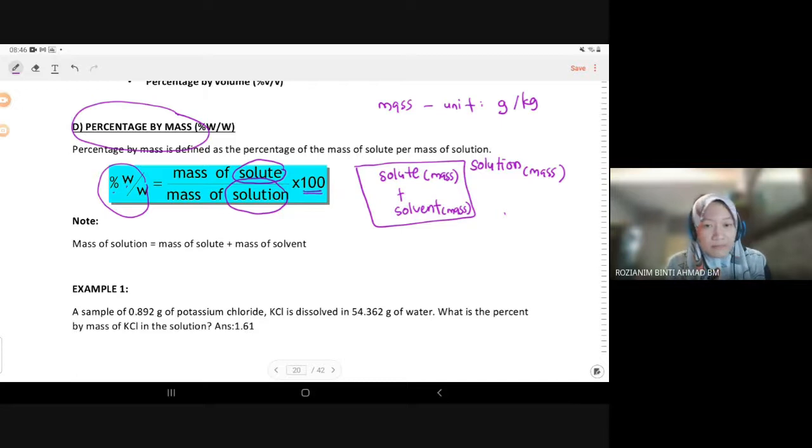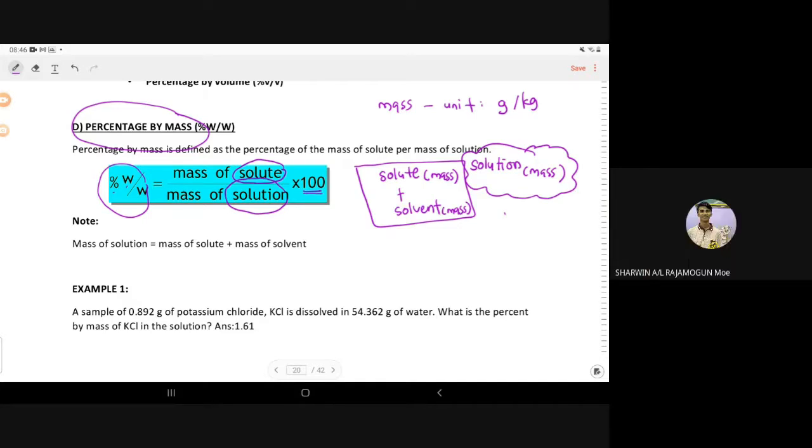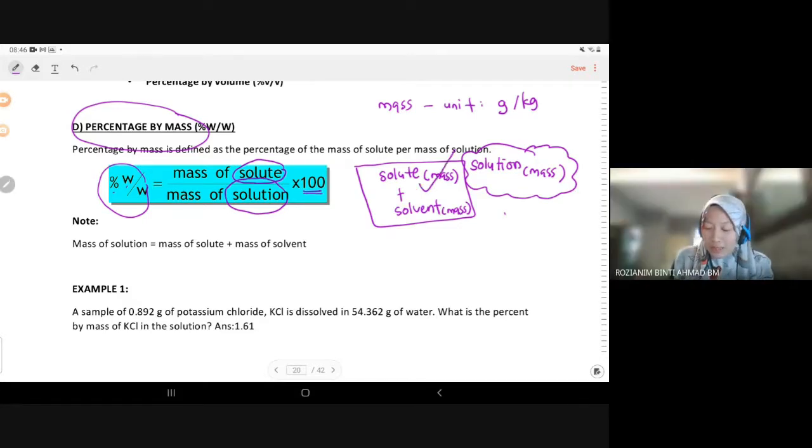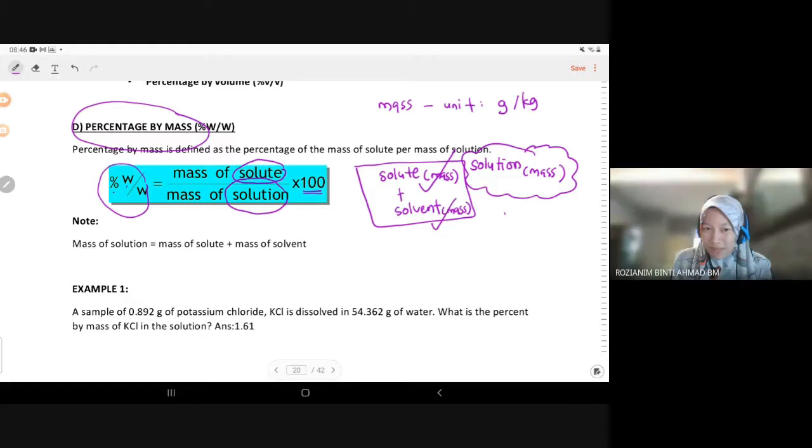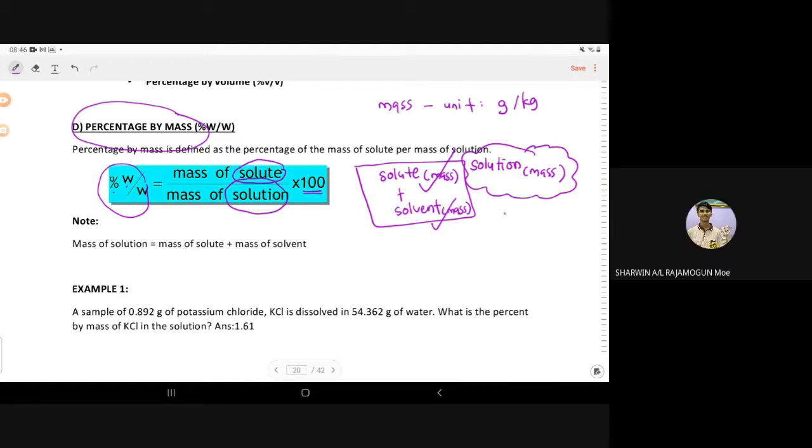Okay, macam mana dapatkan mass untuk solution? How we find out the mass for solution? Kalau soalan tu ada maklumat mass solute and mass solvent, we must add lah. What? Add between the mass of solute and mass of solvent. Okay, good.